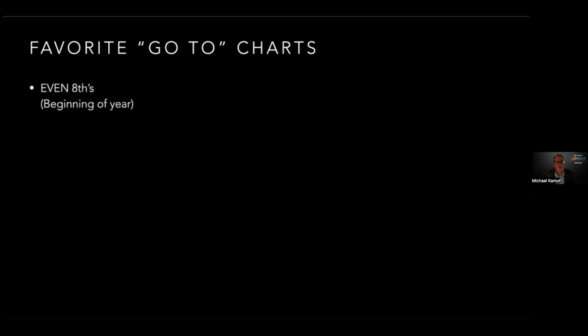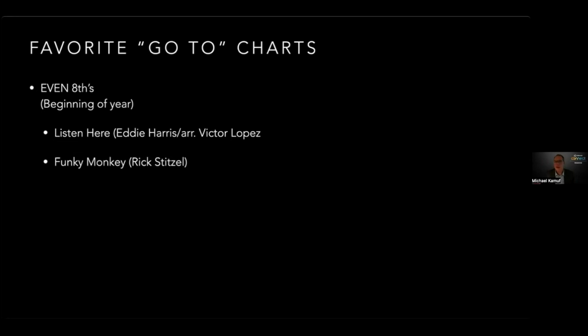Some even 8th note beginning of the year charts work very, very well. Listen Here by Eddie Harris, arranged by Victor Lopez. Everybody has the same printed solo on that one, and that's a good one to get everybody improvising on. Even though there are 2 chords, one scale will work over the whole thing. Funky Monkey by Rick Stitzel is another one, a great repetitive tune. Victor's arrangement of Night and Day is done, I seem to remember, all ensemble, no solos, but it's a nice one to get everybody playing and counting together as an ensemble, and the rhythm section parts are not that difficult.